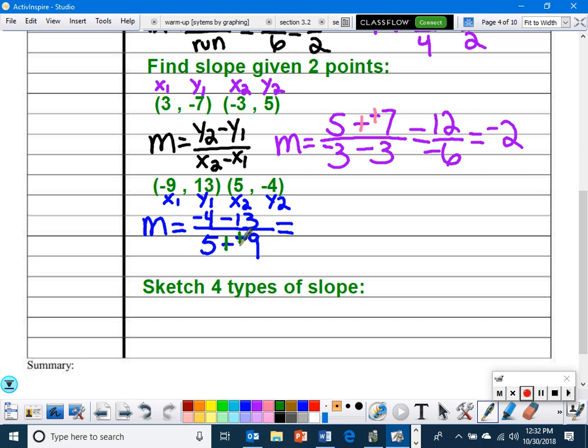Okay, put the top together. That would be negative 4 minus 13. I believe that should be negative 17. And 5 plus 9 would be 14. Okay, that one cannot be simplified, so we leave it as negative 17 over 14.